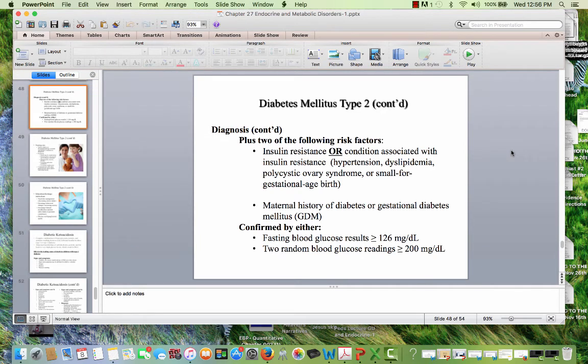So for diagnosis, we look for two of the following risk factors. Insulin resistance or a condition associated with insulin resistance, so you'll have some hypertension, dyslipidemia, polycystic ovary syndrome, or small for gestational age birth. Maternal history of diabetes or gestational diabetes also places the child at increased risk. And this is usually confirmed by fasting glucose results that are greater than 126 or 2 random blood glucose readings greater than 200.